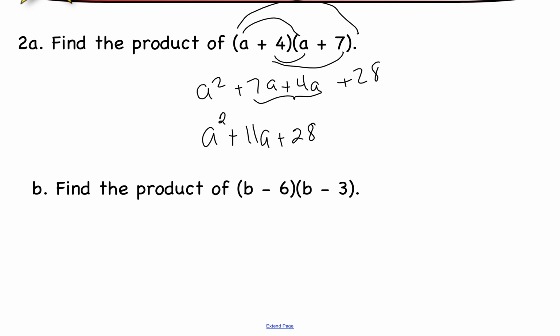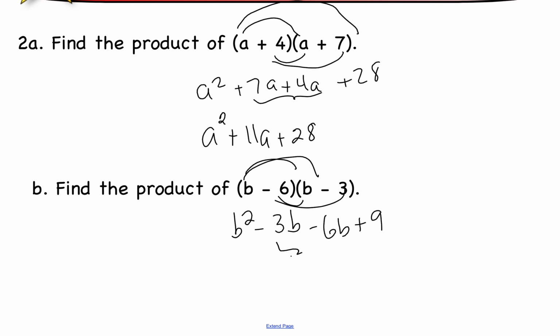And then letter B, finding that product. First terms are b squared. B times b is b squared. Outside is minus 3b. Inside is minus 6b. And last is plus 9, a negative 3 times a negative 3. And then our outer and inner always combine, so we have b squared minus 9b and then plus 9.